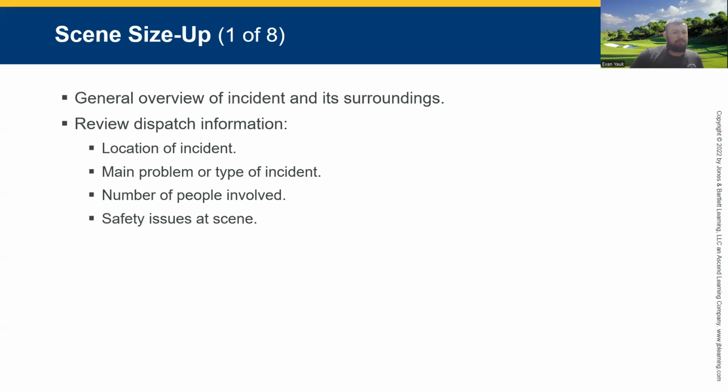So your scene size up. This is a general overview of the incident and its surroundings. So we review dispatch information, location and incident, where are we at and what's going on. What did dispatch tell us? Because once again, remember what dispatch is telling us is what they've been told, and that's not always accurate.